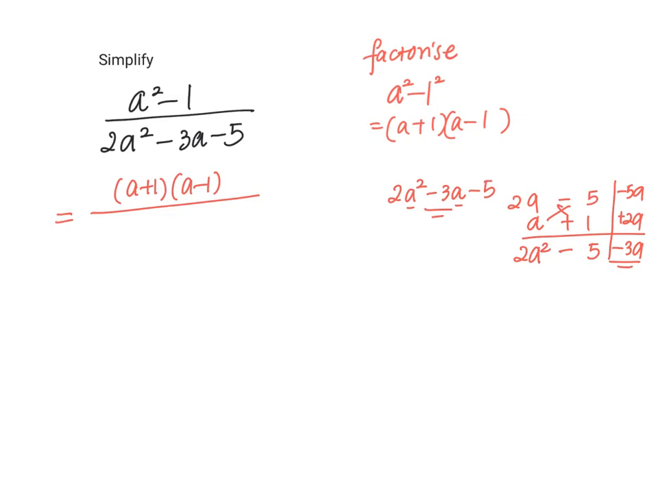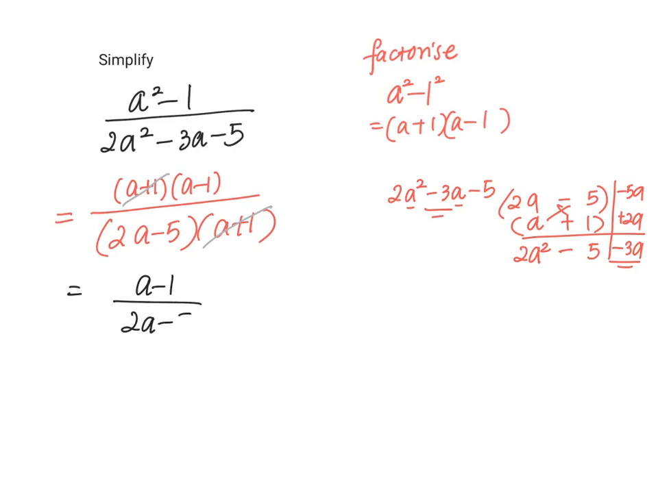So in this case, I can change this to the two brackets, 2a minus 5, and then the other one will be a plus 1. So now everything is fully factorized. Let's take a look. Is there any term that we can cancel? It's all multiplied together, so I can cancel a plus 1, the whole thing. Then I'm left with a minus 1 over 2a minus 5. Answer.